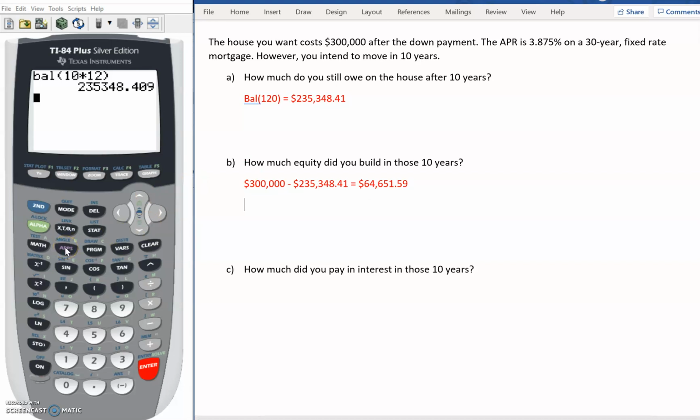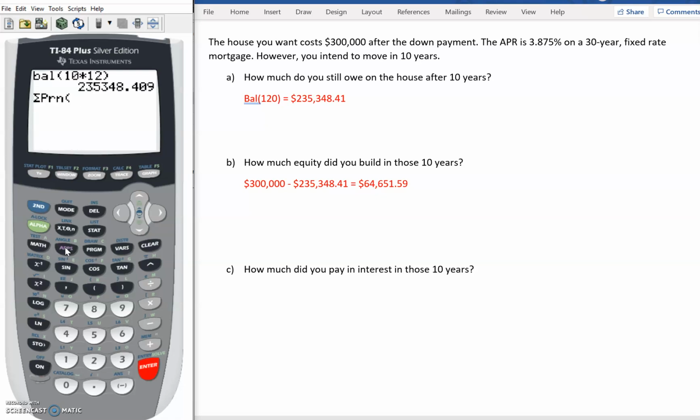But another way to do this is to say, what if we use one of our functions in the calculator? So if we go back to Apps and Finance again, we scroll down, and from the list of functions that I mentioned, balance was the first one, the sum of the principal was the next one.